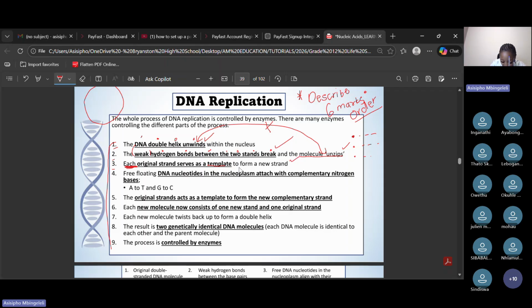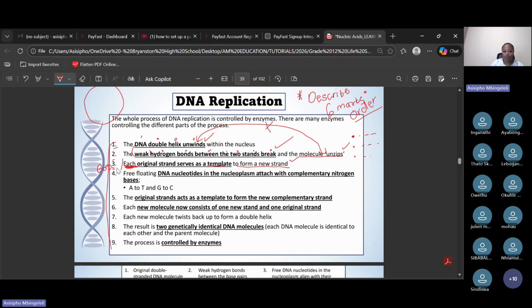So these need to be underlined or highlighted. That whole sentence, I need each and every word. Now, if you don't want to use the word each, you can use the word both. Both strands are going to serve as a template to form a new strand. What do we mean by serving as a template? When something serves as a template, you're going to use it to make something else. So we are going to use these two strands, original strands, to make new strands. That is point number 3.